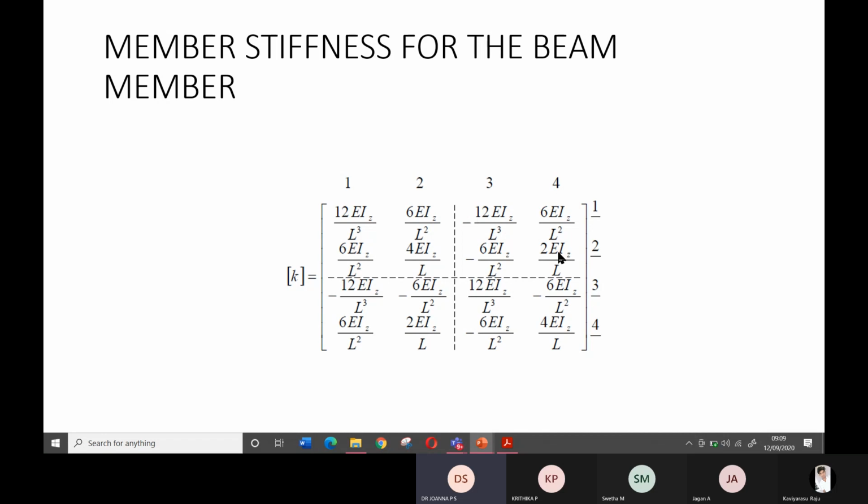The same thing, but here, instead of 4EI by L, you will have 2EI by L. So this will be coming here, and the left hand side will be coming to the bottom. You have to remember the sign convention some way. Here we will not have any negative values, but in this case the horizontal line and the vertical line will have negatives. Keep it in memory if it's an offline exam. Okay, do copy it down.